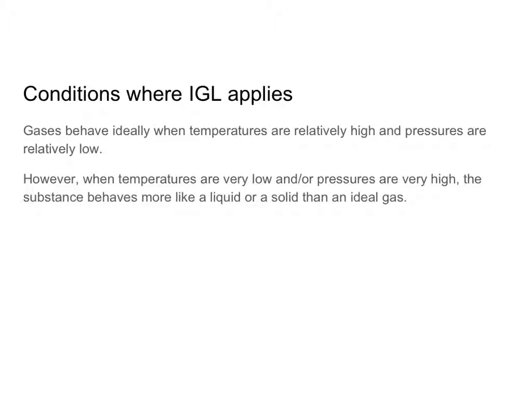But if we crank the temperature up to like 1,000 degrees Celsius, and we make the pressure something like 0.1 atm, then gases will tend to follow the things that we just talked about in terms of conditions where the ideal gas law applies. When temperatures are very low and pressures are very high, so the opposite of this, the substances that are gases tend to start behaving like a liquid or a solid.